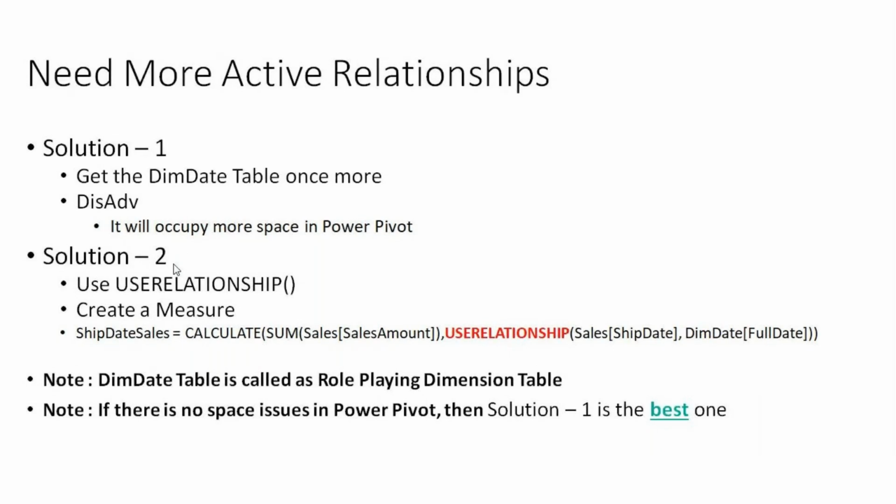Without having the second table, we are going to be using USERELATIONSHIP. So we are going to be creating a measure, ship date sales. If I wanted to calculate the sum of sales, because the sum of sales will be calculated based on this relationship, what relationship am I going to be using? Ship date and full date. I'm not going to be bringing this.